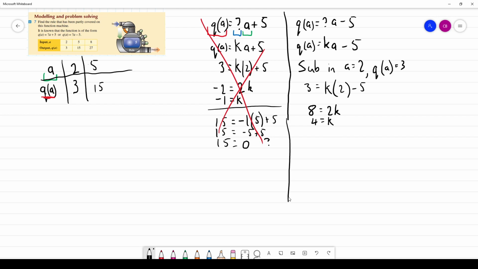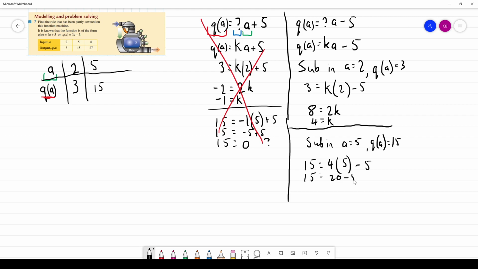That's pretty nice. Now, let's check. Let's sub in 5, 15. So sub in a equals 5, and Q(a) equals 15. Let's see if this works. So 15 equals, and we know k, so let's write it down, 4, and a is 5, minus 5. So 15 equals 4 times 5, that's 20, minus 5, this is looking pretty good. 15 equals 15. Well, that's true. That statement, 15 equals 15, is true. So our rule is looking pretty good.